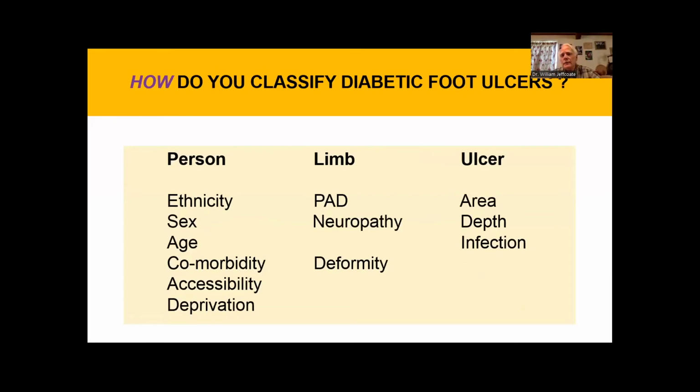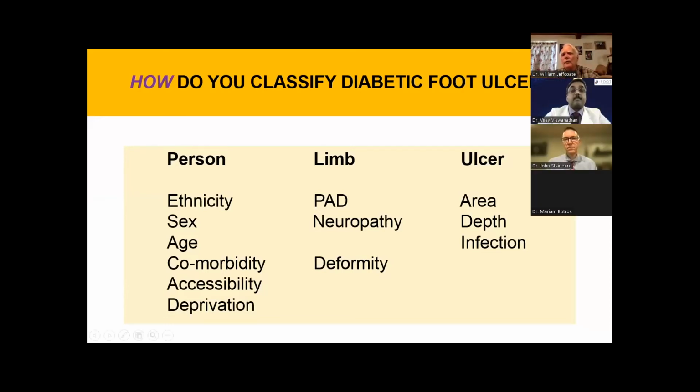And whichever system it is, you're collecting data on a number of different factors. Person data, ethnicity, sex, age, accessibility to hospitals, it might be, limb data, PAD, neuropathy, deformity, or the ulcer itself. So classifications tend to have combinations of these different categories. Next slide.